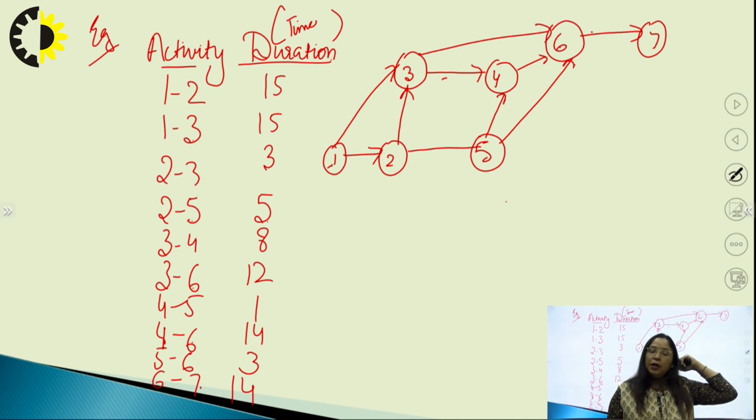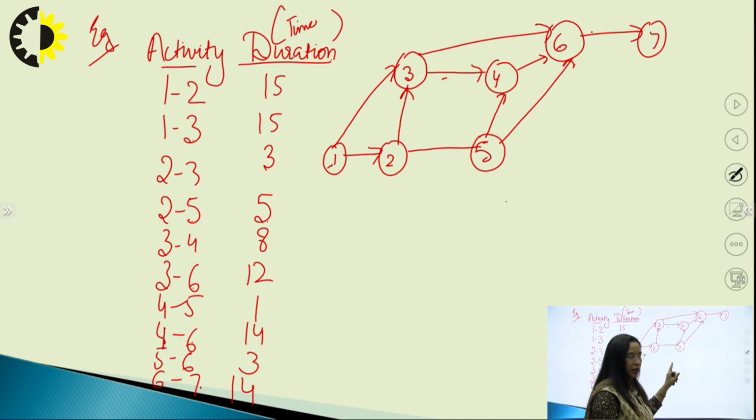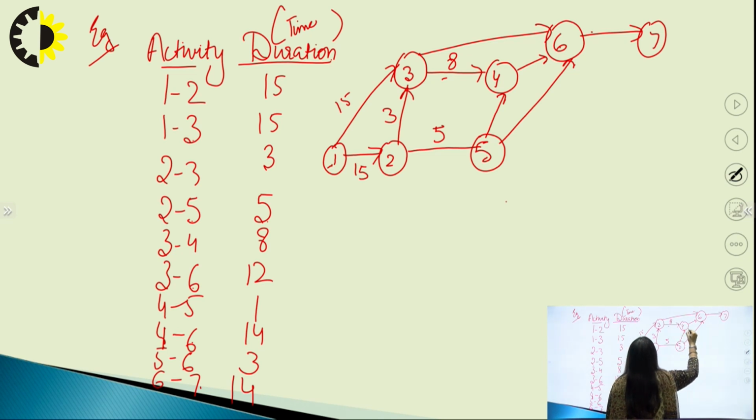After that, we will write down all the durations which are associated with each and every activity. Like for 1 and 2, it is 15. 1 and 3 is 15. 2 and 3 is 3. 2 and 5 is 5. 3 and 4 is 8. 3 and 6 is 12.